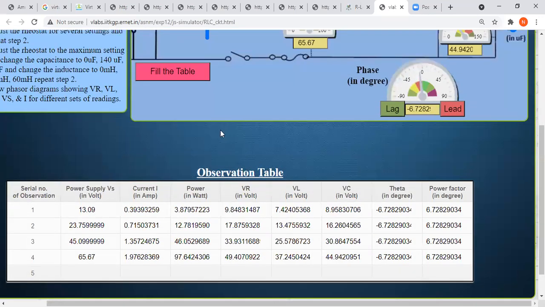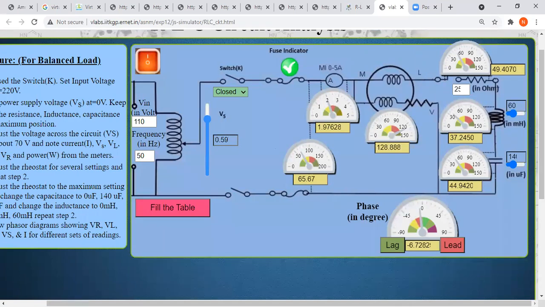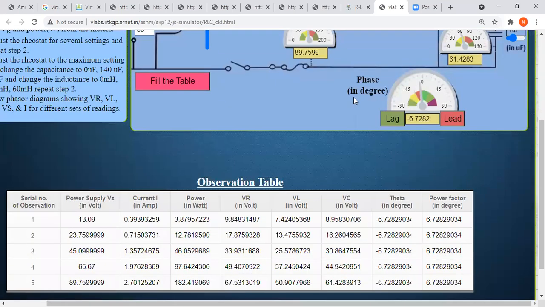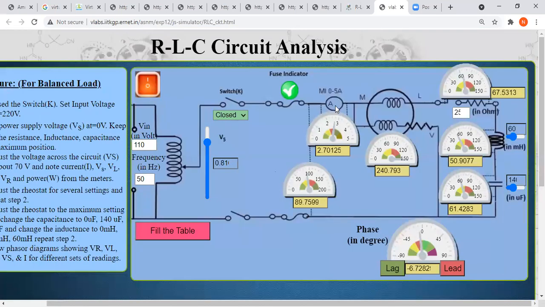Okay, and again change the source supply, corresponding values change, fill the table. So this is the fifth entry. So take 4-5 readings and complete your experiment. Just add 2-3 more columns for the resistance, inductance, and capacitance calculations also. So this is how the experiment is performed on this virtual lab available. So this is the nice simulator available.